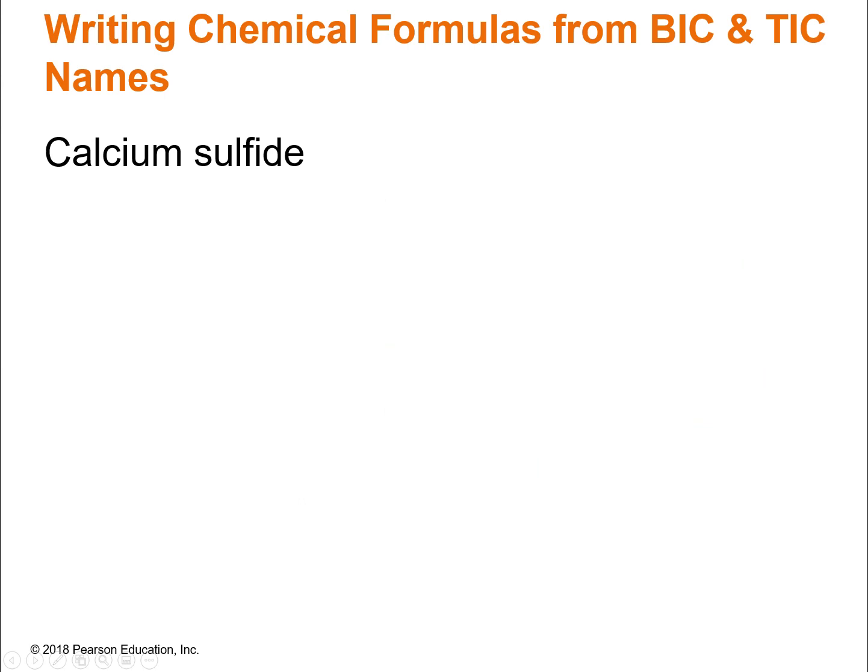So I'll show you an example. Here we have the name calcium sulfide. We have to go backwards and figure out what the formula is. We know that when we're writing a name, we're going to have the cation name plus the anion name. So let's deal with the cation first. Since that's the calcium part, if we were to write it out as an ion, it would be the calcium ion.